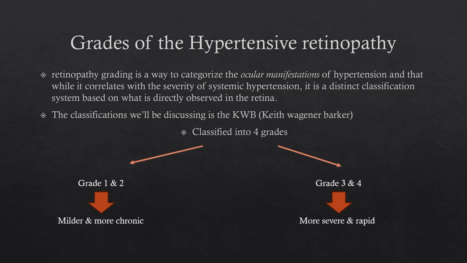We have grades 1 and 2, and grades 3 and 4. Grades 1 and 2 are milder and more chronic, and grades 3 and 4 are more severe and rapidly occurring, okay? You'll get a better idea in a second. Keep in mind, when I say grade 1 and 2, this is a classification. It's not related to grade 1 hypertension, although they do have a relation, but they are different classifications. These classifications are based on what we see in the retina, and we correlate it to the blood pressure of the patient, okay?